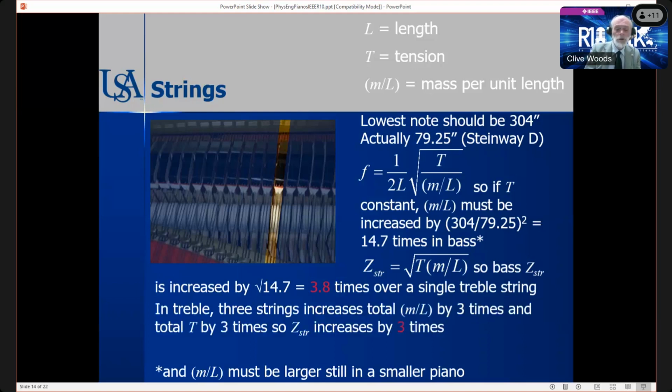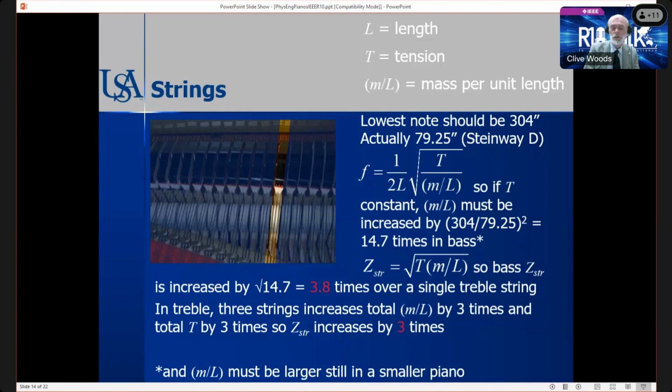So in the treble we use 3 strings. That increases the total linear density for all 3 strings by 3 times, and also the 3 strings all have the same tension, so the tension is increased by 3 times. So you multiply those 2 together, take the square root, and the string impedance has increased by 3 times in the treble by using 3 strings.